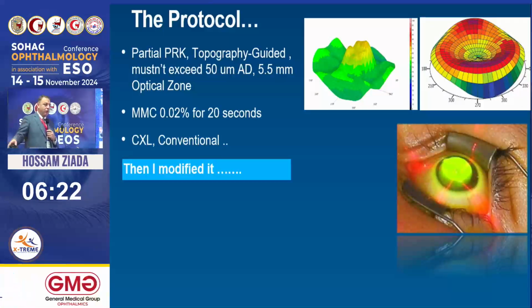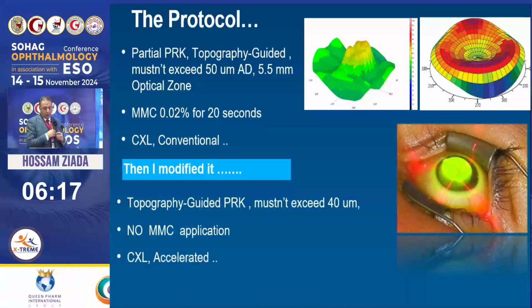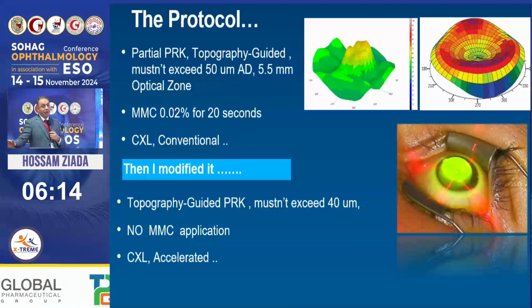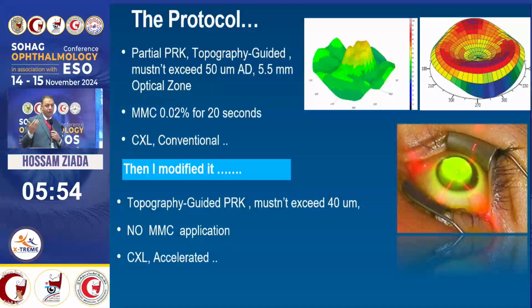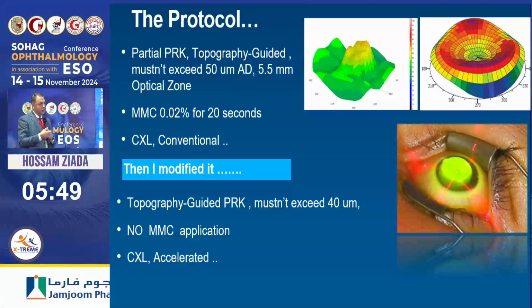And in my paperwork, I have modified it to be a topography-guided PRK, but limited to surface regularization, not including the refractive errors as much. It mustn't exceed 40 micrometers, not 50. I'm going to be more safe, like the oncosurgeons who excise the tumor and take what's called the safety margin around.